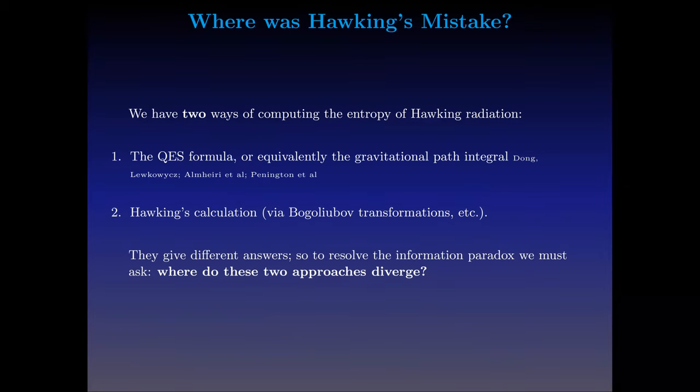So if we want to really resolve the information paradox at the end of the day, what we'd like to do is to be able to understand how these two approaches diverge. Where do they differ? How do we do Hawking's calculation? How do we correct Hawking's calculation so as to get the same answer we get from the quantum extremal surface or the gravitational path integral? And similarly, how do we take the quantum extremal surface formula and obtain Hawking's calculation? How do we bridge the gap between these two different perspectives on black hole evaporation, one of which involves unitary evaporation and the other one gives us a non-unitary answer?